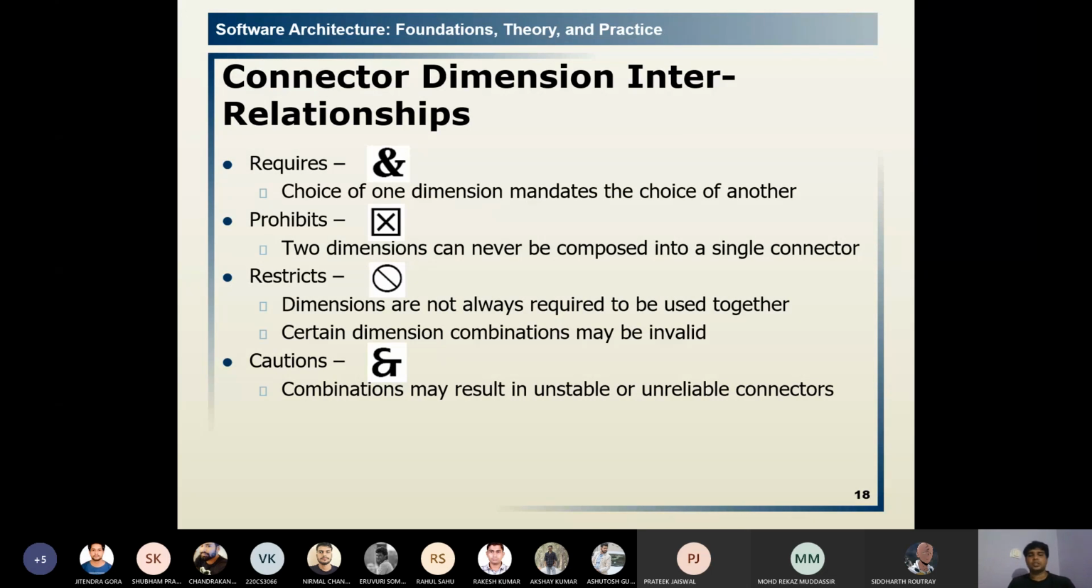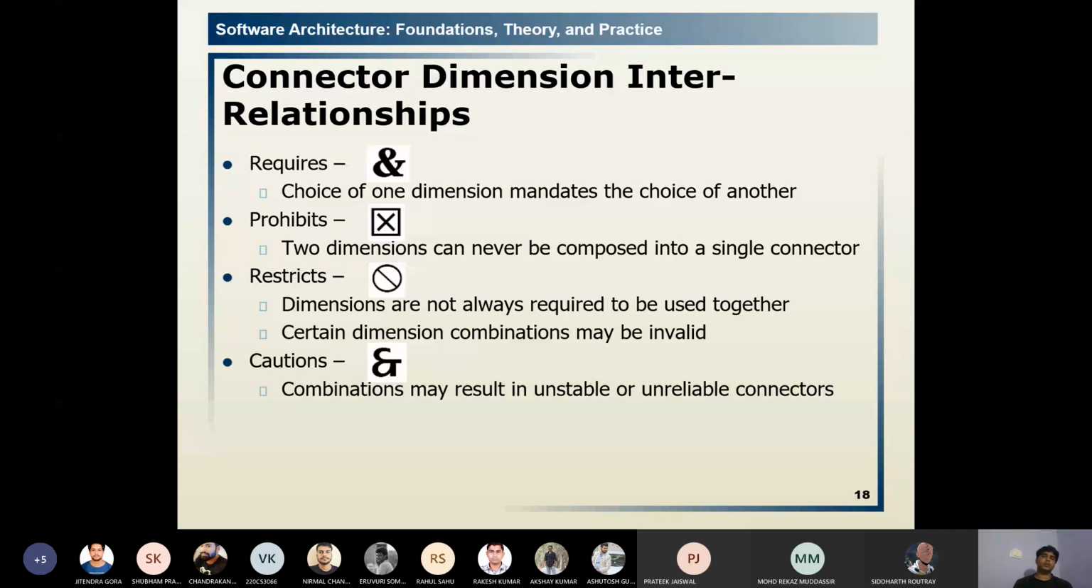Then restrictions. The notation is like this. The dimensions are not always required to be used together. Certain dimension combinations may be. Then if there is some caution, then combinations may result in unstable and unreliable connectors. If there is some caution while you are doing some composition between the connectors, if you are finding such symbols, it means this combination is highly unstable, or you can say it is an unreliable connector.